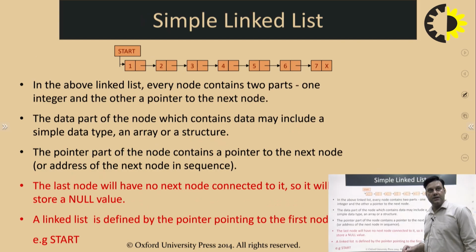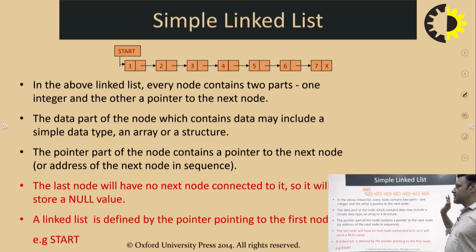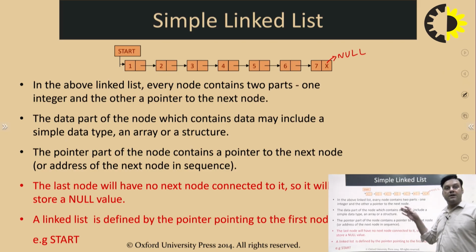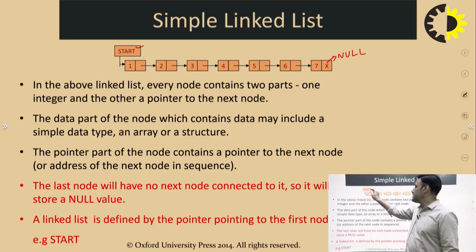Okay, students, so this is a simply linked list. We can show it diagrammatically like this. The last node will contain null. This is null, which will represent that now we have reached the end of the linked list. And the starting address will be kept in start.